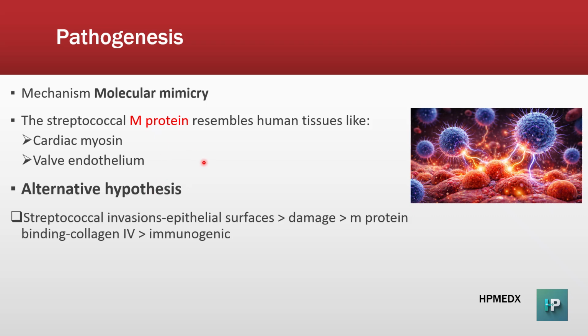And there's an alternative hypothesis. Here, the initial damage is by invasion of streptococcus bacteria into the epithelial surfaces. When invading, it binds the M protein to collagen 4, which makes collagen 4 immunogenic and leads to immune mediated reactions.